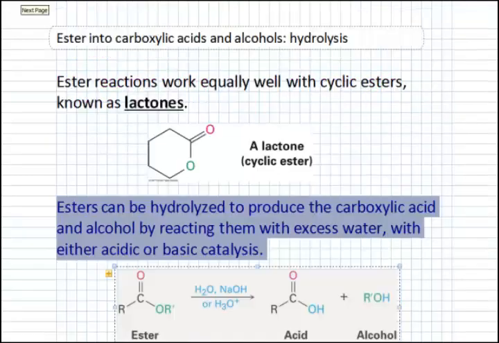Let's talk about esters. First of all, FYI, a lactone is a cyclic ester. So here's a 6-membered ring. It has a C double bond O and an O in the ring, right? So that's a lactone. All of these ester reactions work equally well with the cyclic esters.